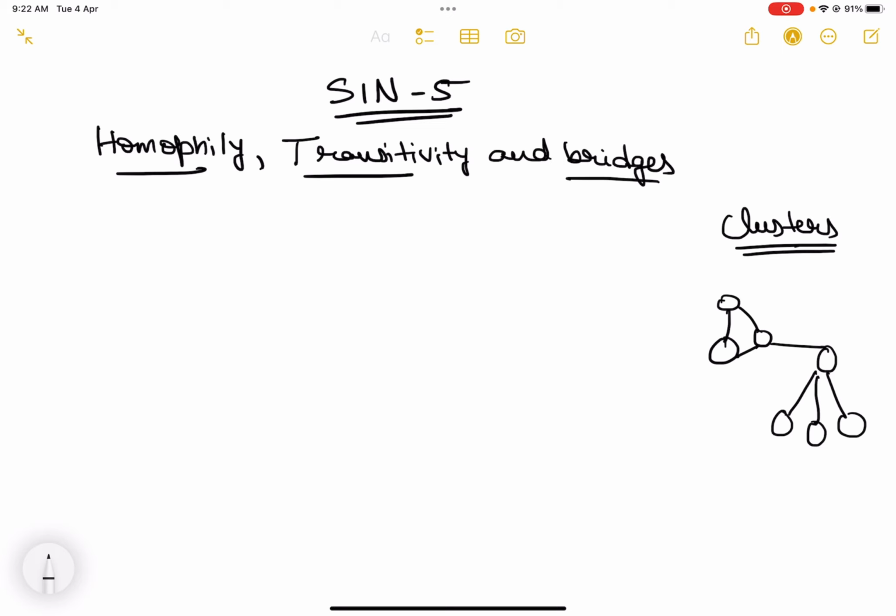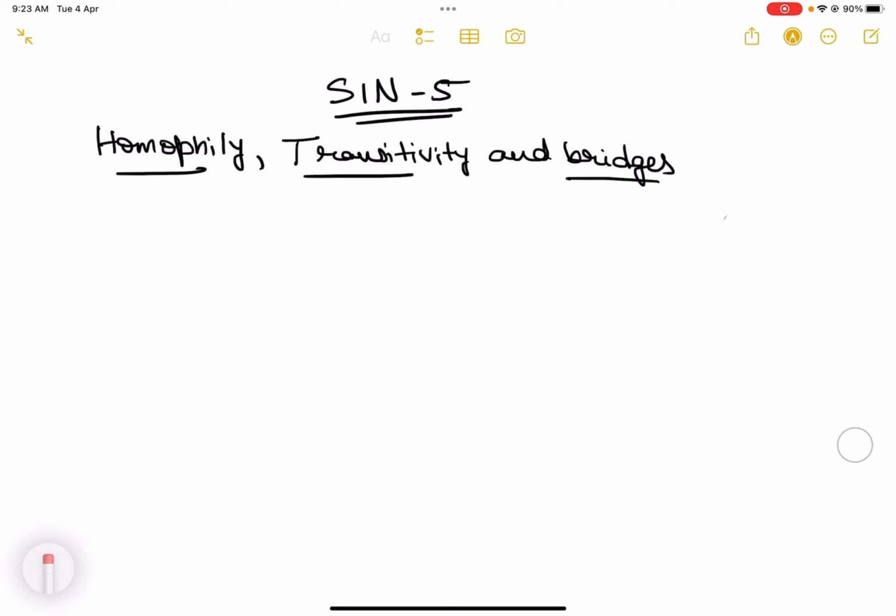So in this graph, as you can see, these three nodes are much closer to each other, and these four nodes are much closer to each other. So basically, two nodes in the same cluster are much closer compared to two nodes from two different clusters. So this is the concept of clusters. Now that we understand what clusters are, let us look at these three concepts that we are here to discuss today.